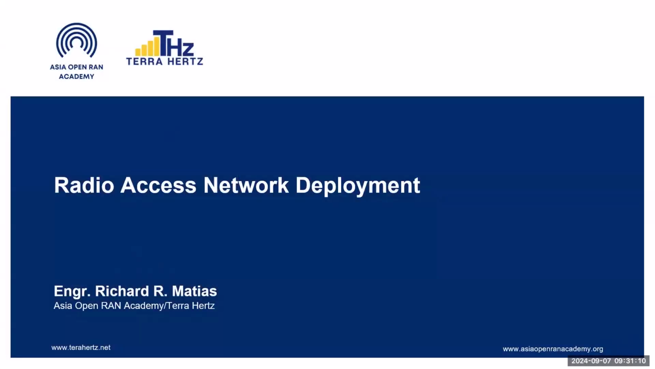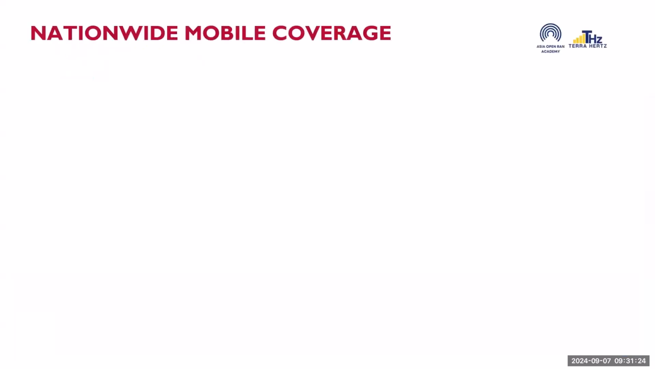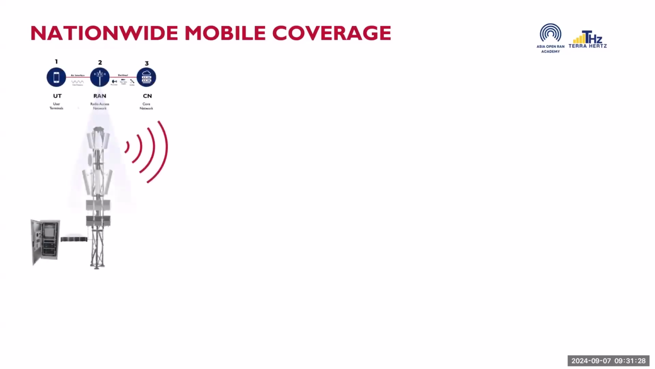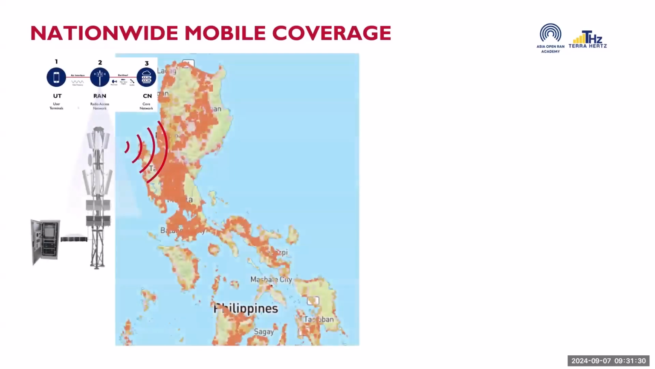So our topic for today is radio access network deployment. So how radio access networks are deployed in a country or in a specific target area. Okay. So let's have a quick recap on the network nationwide mobile coverage. So the one that gives us the mobile coverage are the radio access network or RANs.